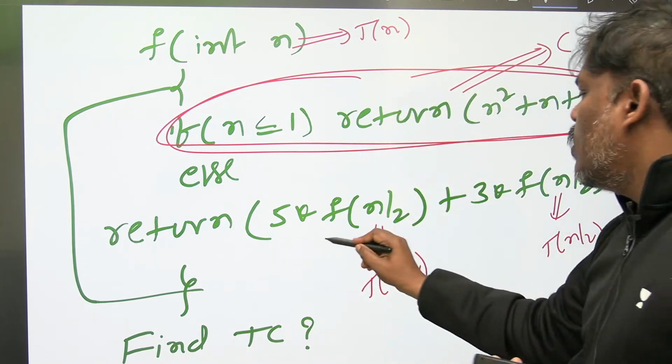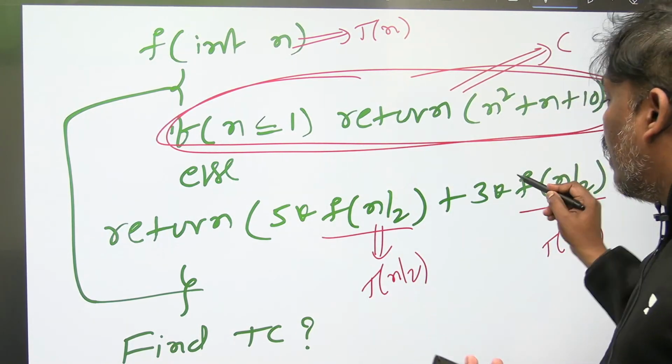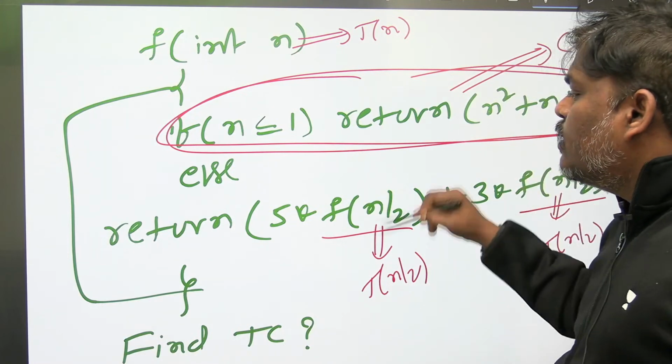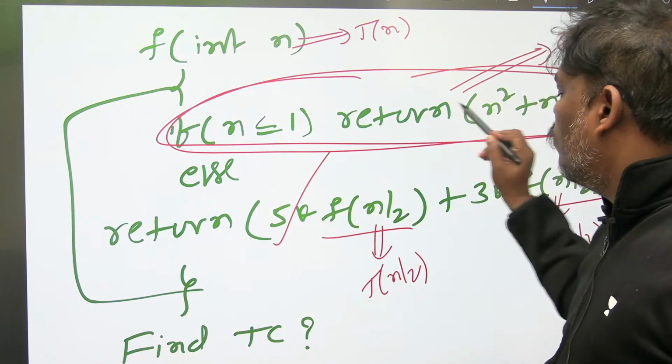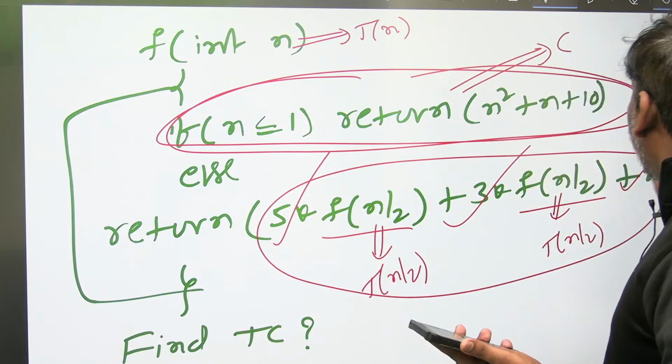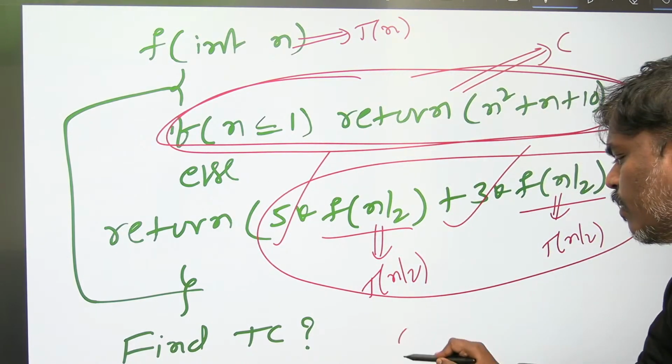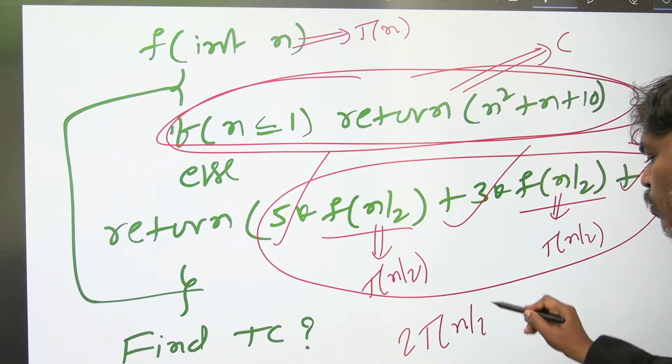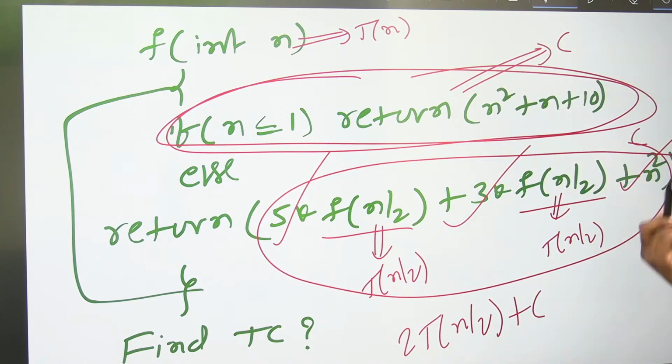Recursive calls you have already taken care of. After the recursive calls are over, check the remaining things. Any loop? No loop is there. So the remaining part will take constant time. Total it will become 2T(n by 2) plus C, because no loop is there.